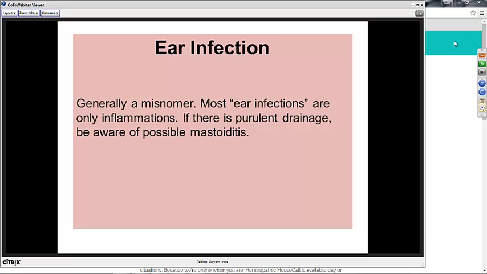So homeopathy works fabulously on teething-involved ear inflammations. Now, if there is an actual infection where bugs are involved, homeopathy still works beautifully. But you also have to be aware that there is a possibility of mastoiditis. The mastoid bone is behind the ear. Getting an infection in there is a really bad thing. So you have to just make sure that that is not a problem in the case that you're looking at.